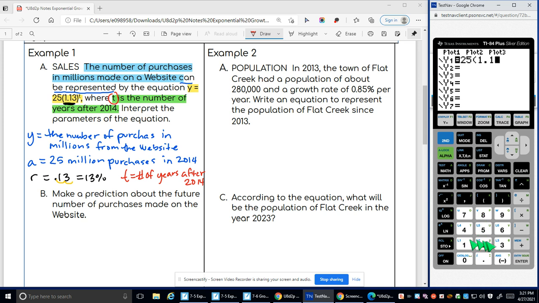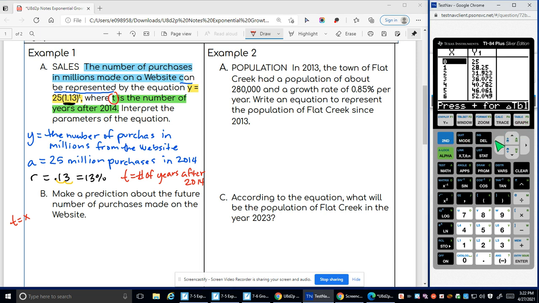And 1.13, close parenthesis. Now, we know that the calculator is not a fan of any other variable except for x and y. So I hit my caret right here, and then I'm going to put an x in place of t. So I might make a little note like that, right? Hey, by the way, I set t equal to x, so I know. And then we're going to go to our table, second table.